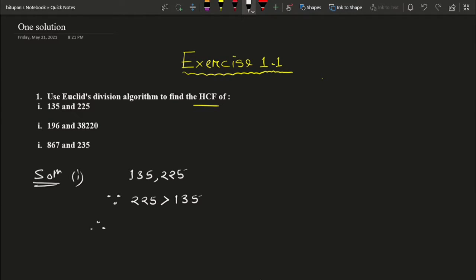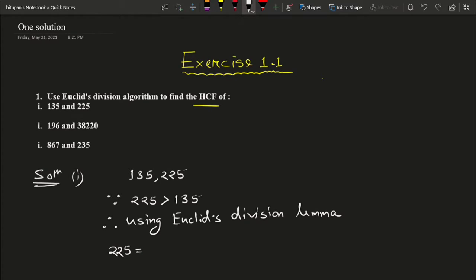therefore, according to Euclid's division lemma. So at first we will write the greater number, 225.